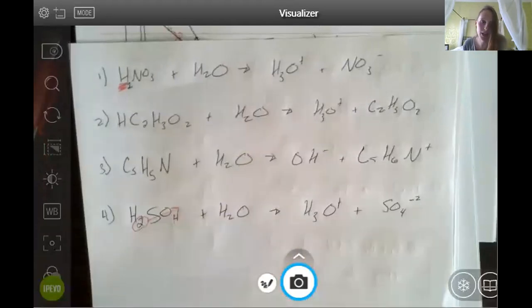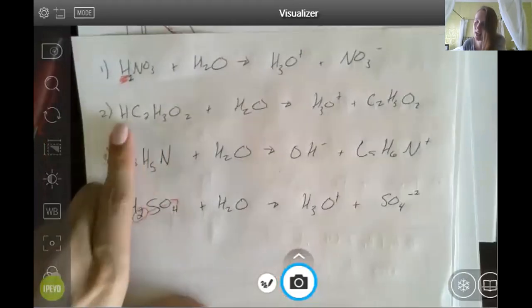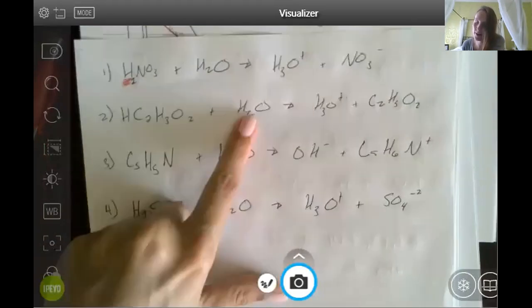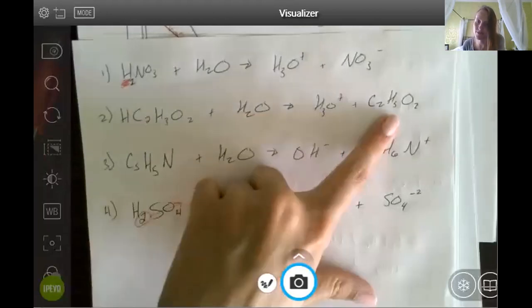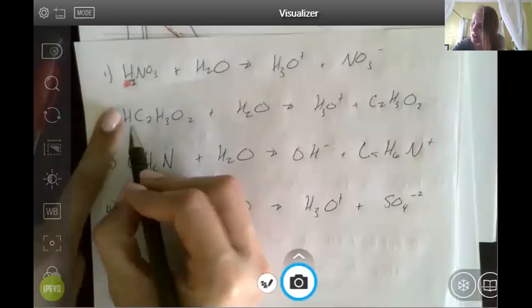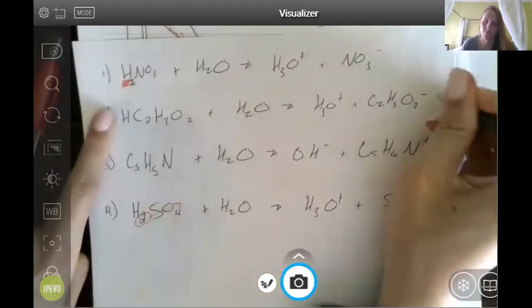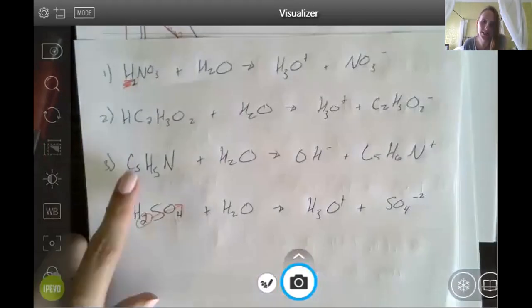Okay, so this next one, acetic acid, works the same way. It starts with an H, so it's an acid. We react it with water. Because it's an acid, it makes hydronium ions. And then to figure out what the other ion is, we just get rid of the H. Because there is no number behind the H, that gives us a charge of -1 or just minus for our other ion.